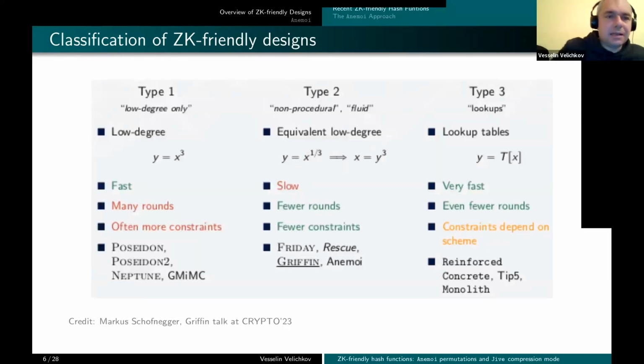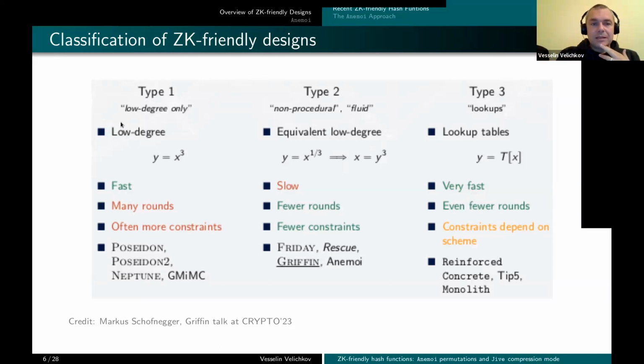So, a bit of a high-level overview of ZK-friendly designs. In the past years, it's been a very active area of research, and many new designs have been proposed, literally in the past 5 years or so. And here I'm borrowing a slide from a very recent talk at Crypto 23 by Markus Schofnegger. I don't know if this taxonomy is his, maybe he himself cited it from somewhere, but he basically divides the zero-knowledge friendly designs into 3 classes: type 1, type 2, and type 3.